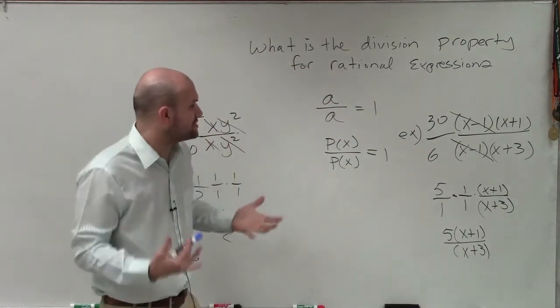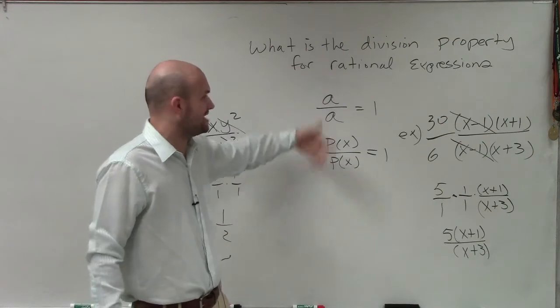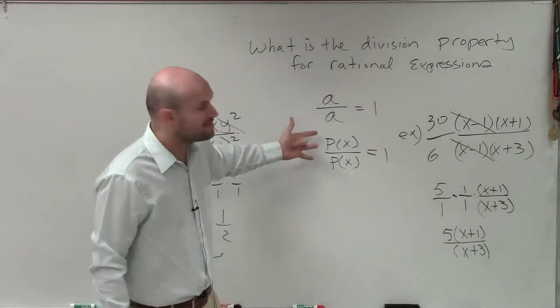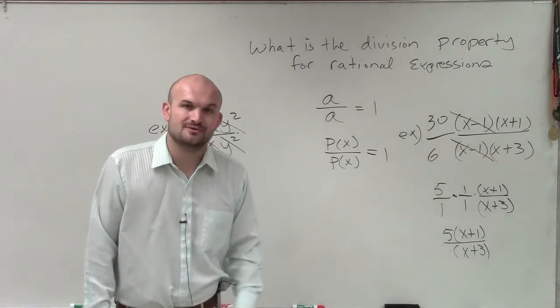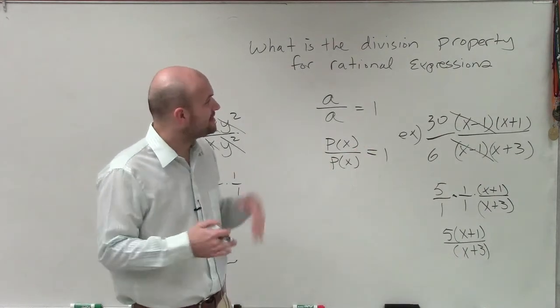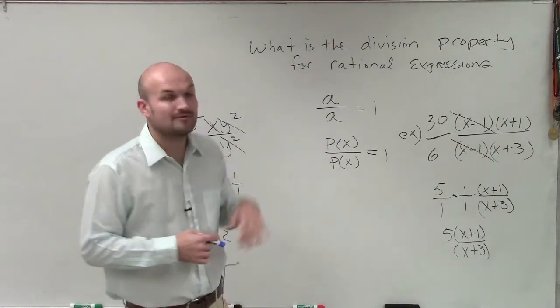But remember the division property. When you take a number divided by itself, it's always going to equal 1. And the same thing for a polynomial. When you have a polynomial divided by itself, that's always going to equal 1. So there you go, ladies and gentlemen. That is the division property for rational expressions.